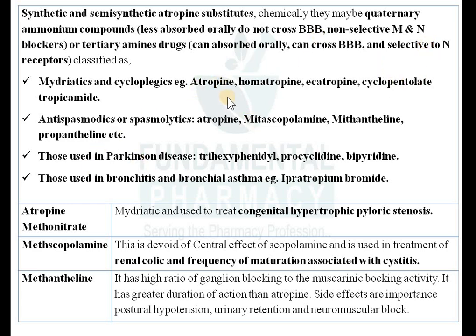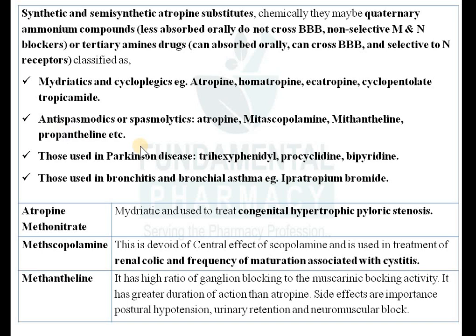Semi-synthetic derivatives of atropine are classified as those which are used as a mydriatic and cycloplegic, to increase the pupil size. Those are atropine, homatropine, eucatropine, cyclopentolate, then tropicamide. These drugs are used as mydriatic and cycloplegic.